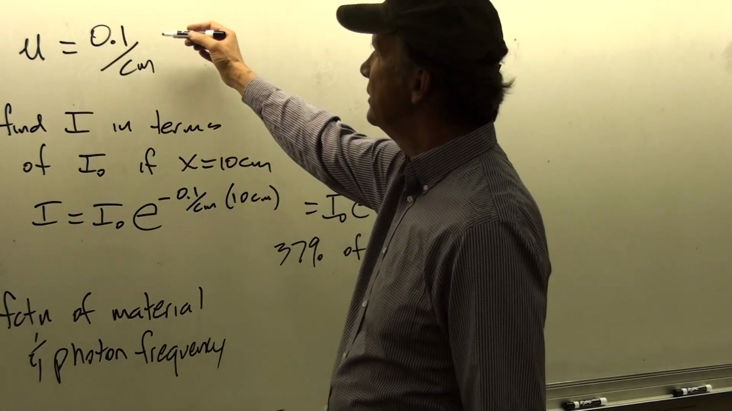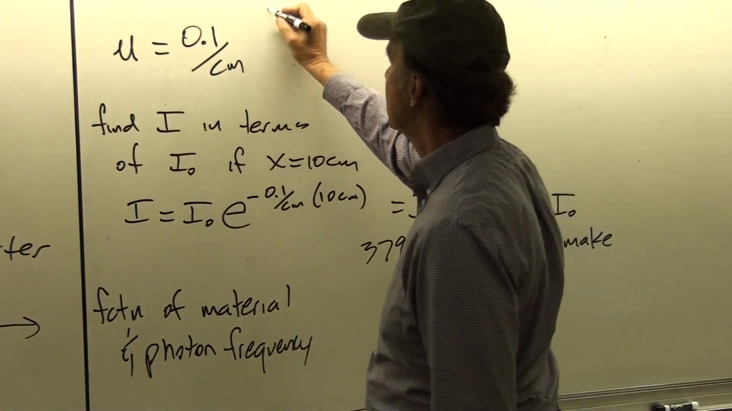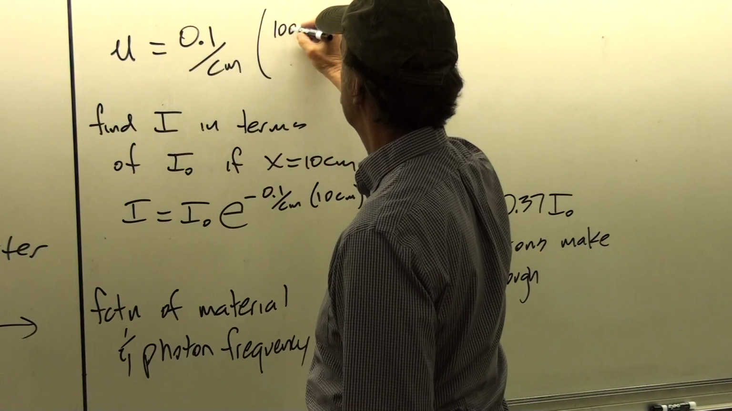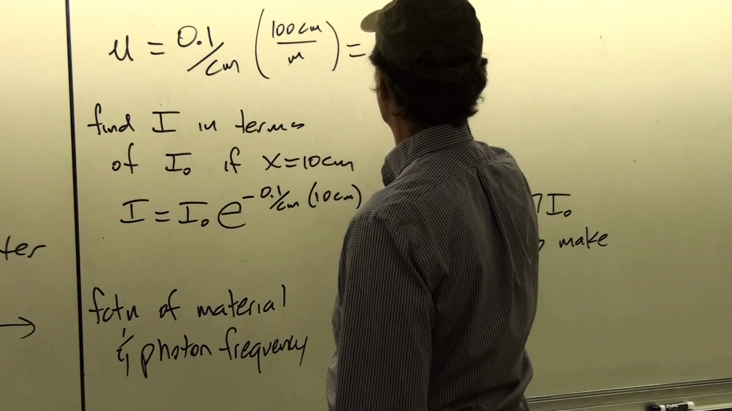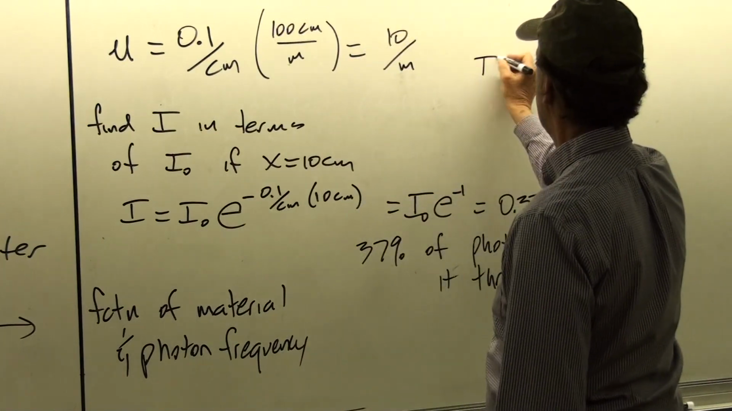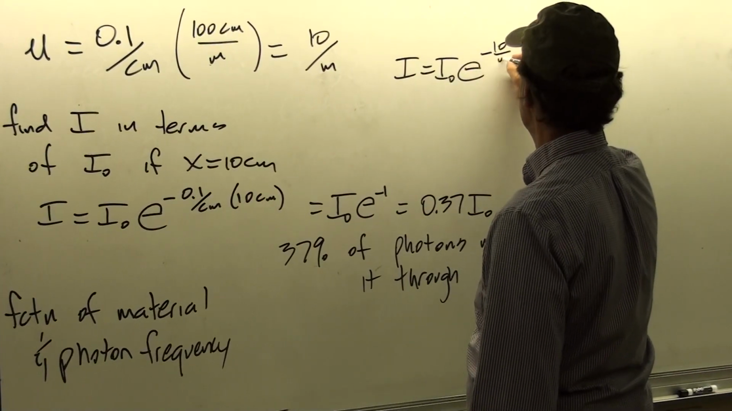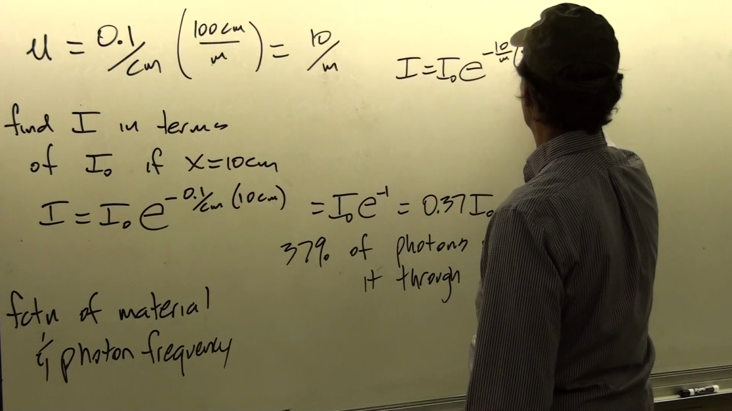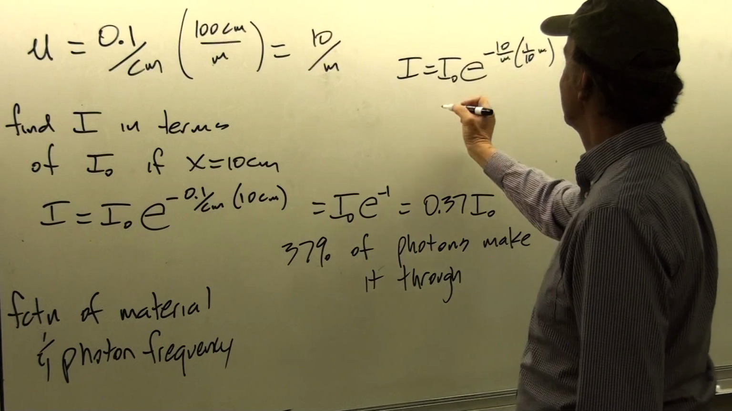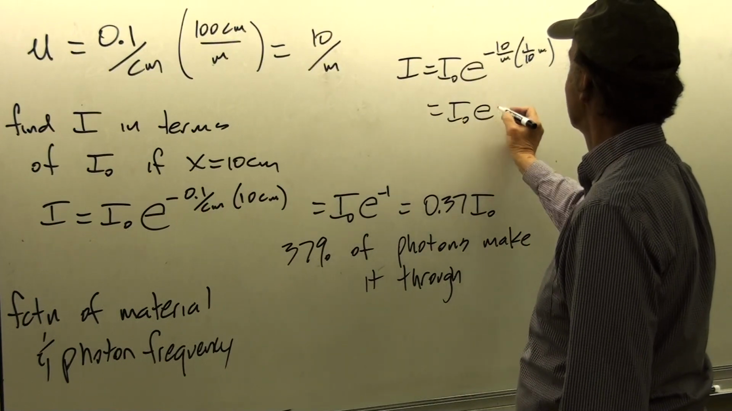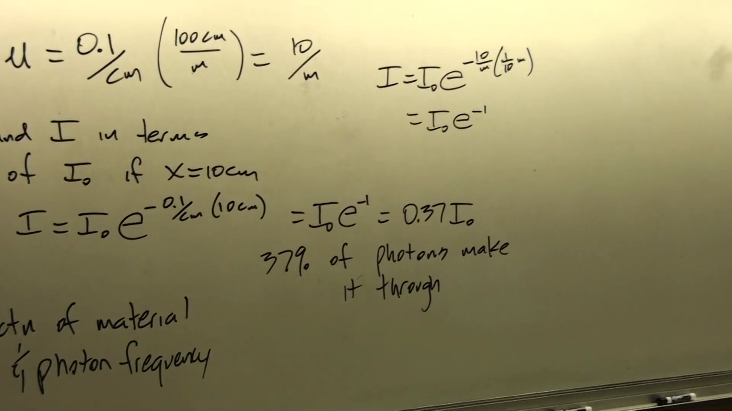Now if we'd written mu in units of some number per meter, then you could rewrite this then as 100 centimeters per meter. That would give you 10 per meter. And so then you'd have I equals I naught e to the minus 10 per meter times 1/10 of a meter, right? Because 10 centimeters is 1/10 of a meter. So that would still be the same thing, I naught e to the minus 1. So it's independent of which units you use to measure it.